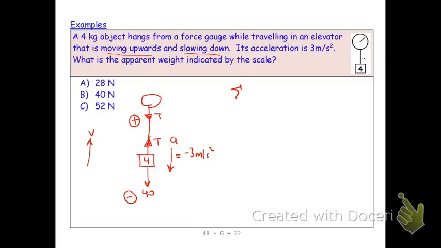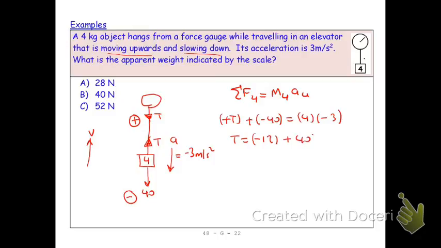I say the sum of the forces on the 4 kilogram mass is equal to the mass of the 4 kilogram mass times the acceleration of the 4 kilogram mass, just like we've been doing in the past. I look at my diagram and I go plus T added to minus 40 is equal to 4 times minus 3. So T is equal to minus 12 plus 40. So T is equal to 28 newtons. And again, for me, the math takes care of itself.